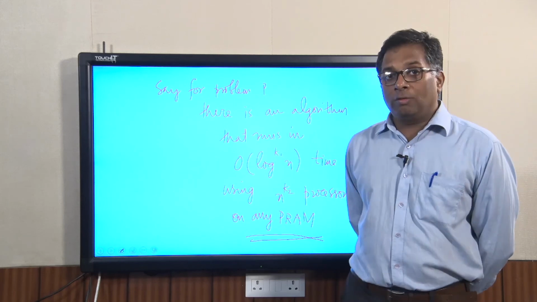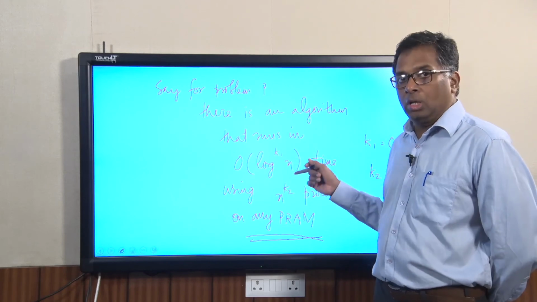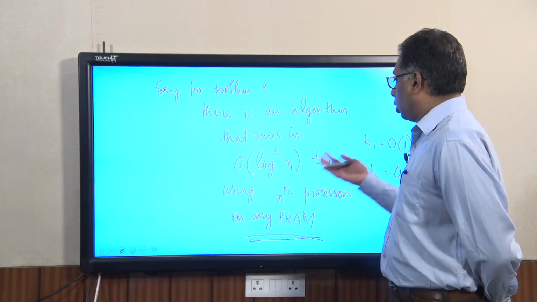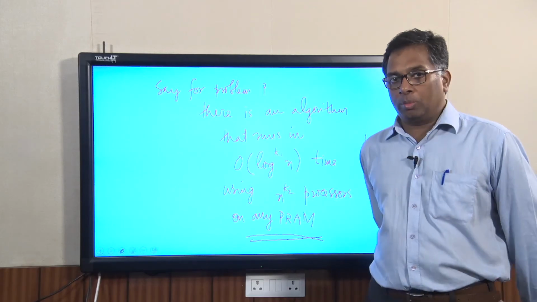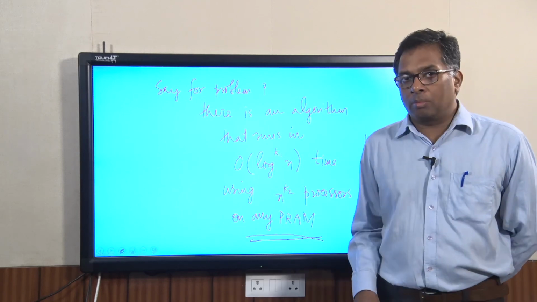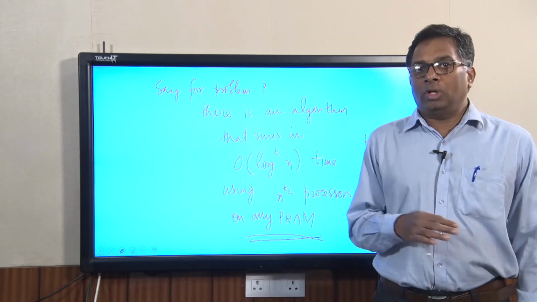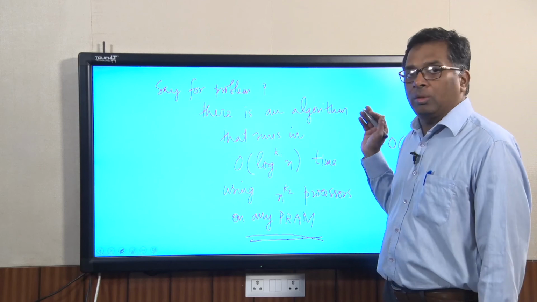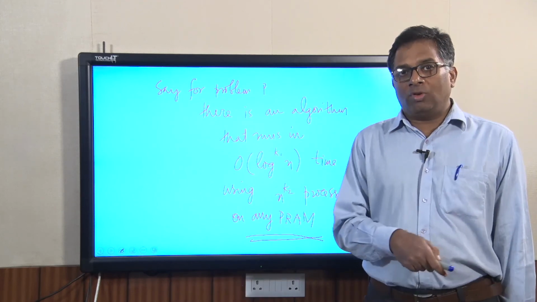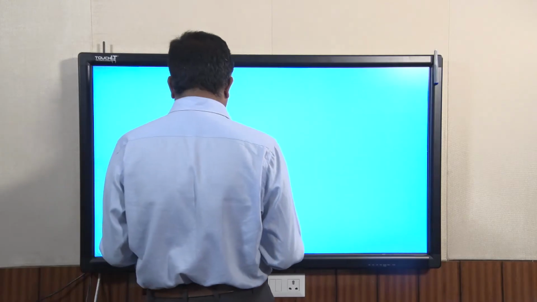That is, if the original algorithm ran in log n power k1, then the simulation would run in order of log n power k plus 2, which again is polylogarithmic using a polynomial number of processors. Therefore, this definition is independent of the variant of the PRAM. If this holds on any one variant of the PRAM, it will hold on another variant of the PRAM. Therefore, if a problem is parallelizable on one variant of the PRAM, it is parallelizable on any other variant in this sense. So, this is, let us say, our definition of parallelizability.